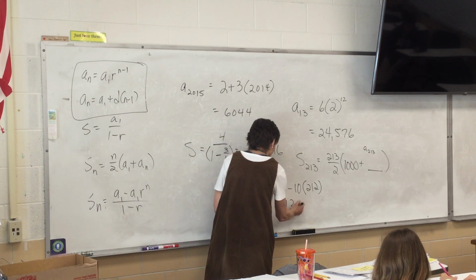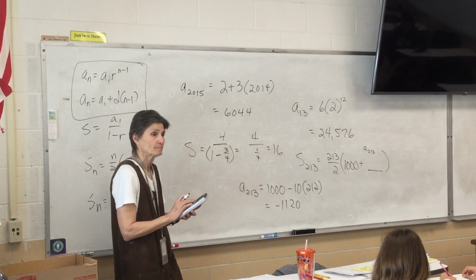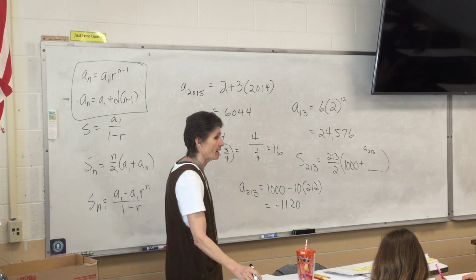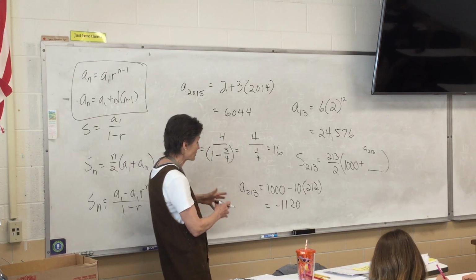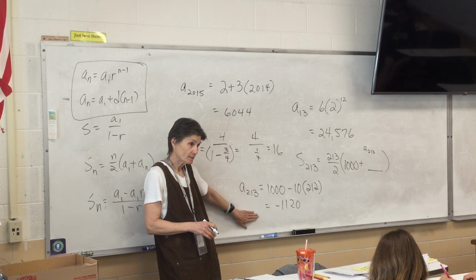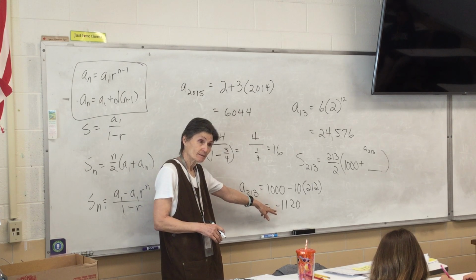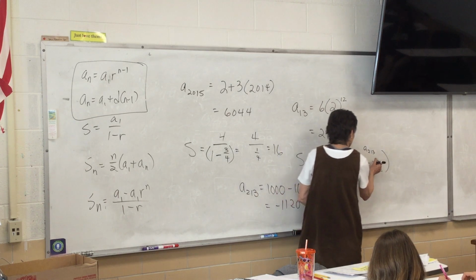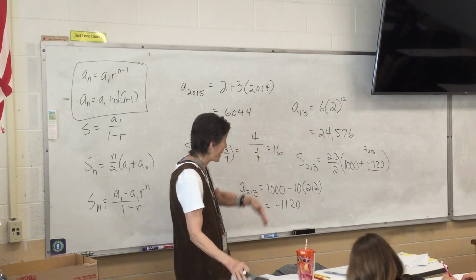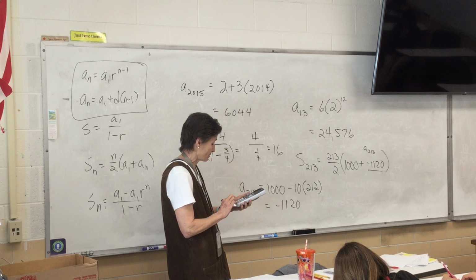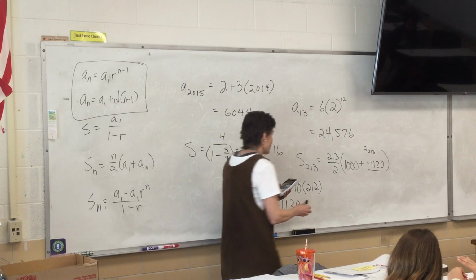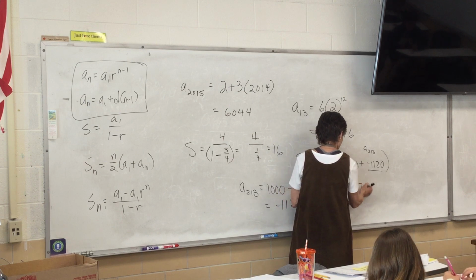I got negative 1,120. Now it happens every time. We get so excited because we got our answer, we put that in the answer blank. No, remember, this was the side work. What do I do with that? That one gets plugged in right here. And now I'm going to work all that out, and that will be my answer. So my final answer is negative 12,780.